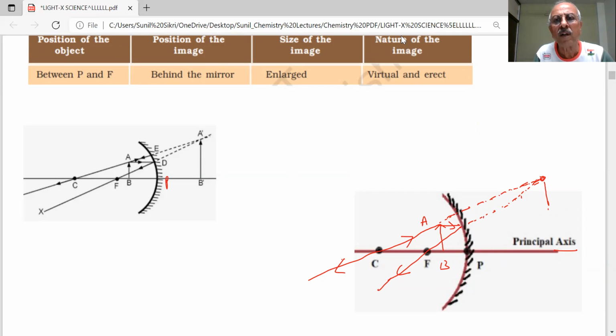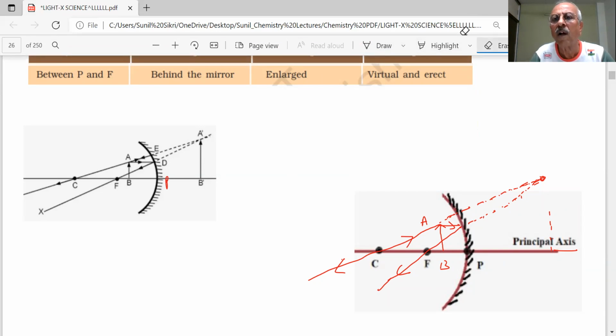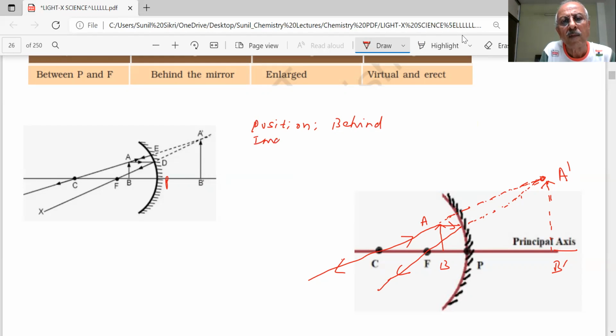But how is it appearing, student? You can see that. What is happening? Now you see the image. Yes, sir. What has happened to the image, student? It has become enlarged and it is behind the mirror. So the position of the image is behind the mirror. It is enlarged, student, and now it is virtual and erect.